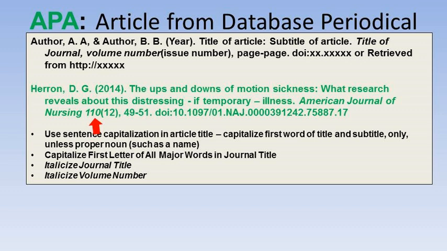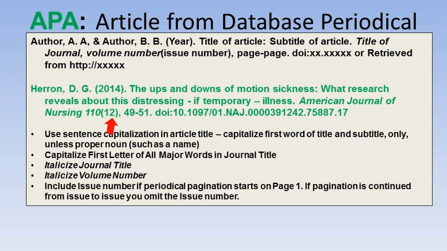If each issue of the journal or magazine starts with new pagination on page 1, include the issue number in parentheses after the volume number. The issue number is not italicized. If the journal has continuous pagination where each new issue's page numbers continue where the previous issue ended, you do not include the issue number.